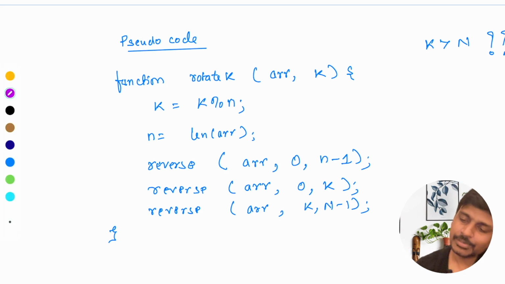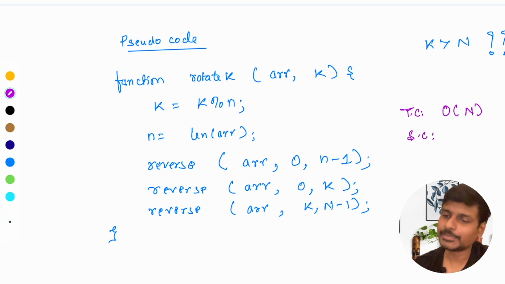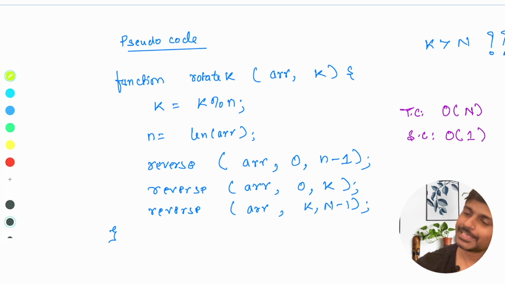Now can you tell me what the time complexity and space complexity is for this approach? The time complexity is nothing but order of n, because we are iterating over the array 3 times. And the space complexity is actually order of 1. So with that, we have optimized our solution.